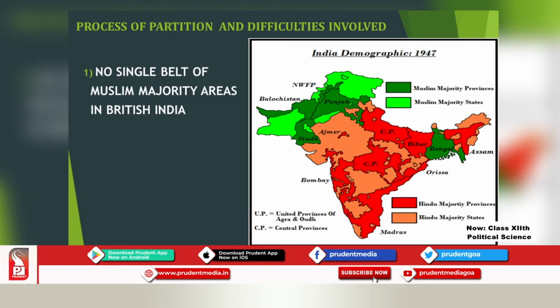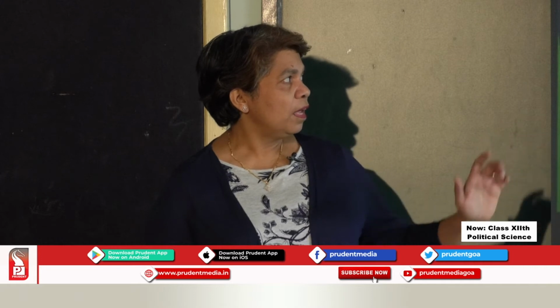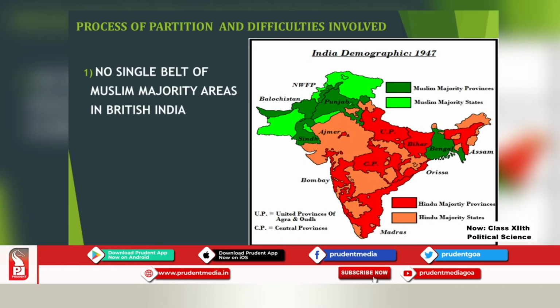Therefore, it was decided that they will find the areas which have a majority of Muslims, and it was found that the majority were in the east and the west of India. So, they finally decided that we will make East Pakistan and West Pakistan. So, Pakistan was made up of two parts, East and West, and the remaining stretch was called India.